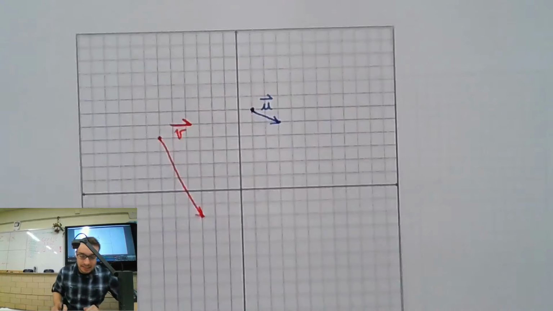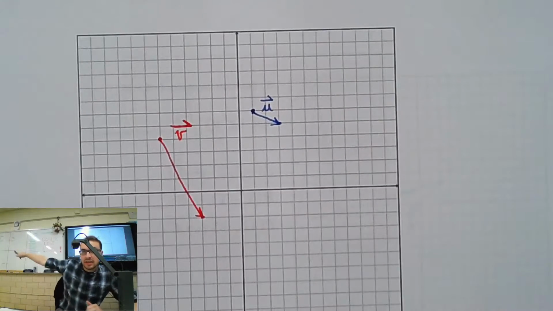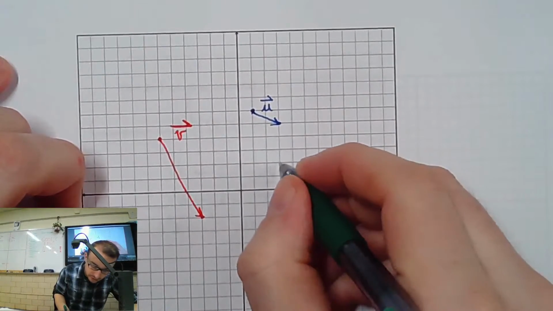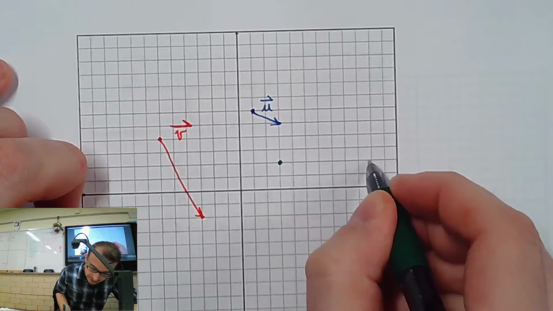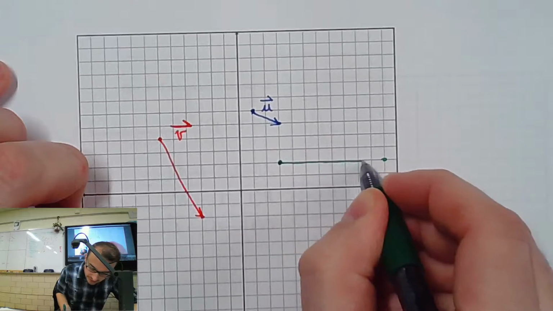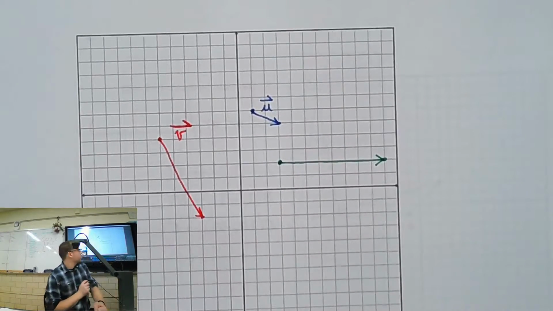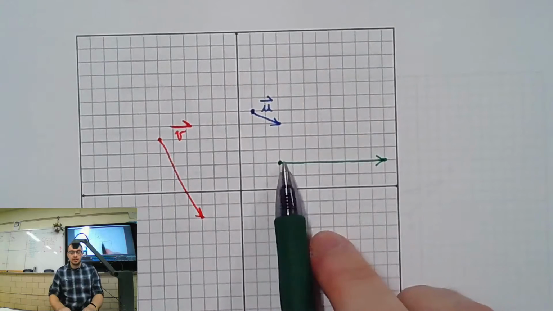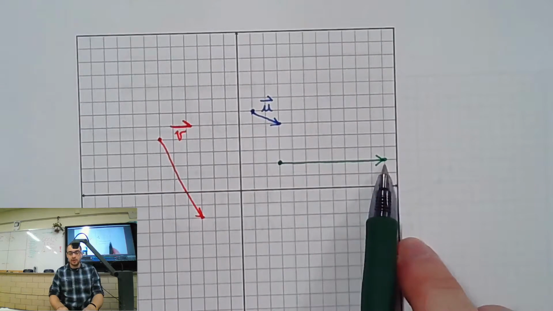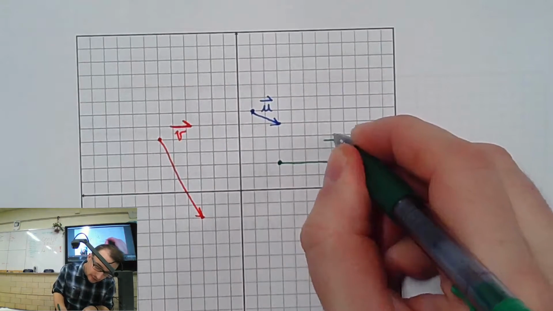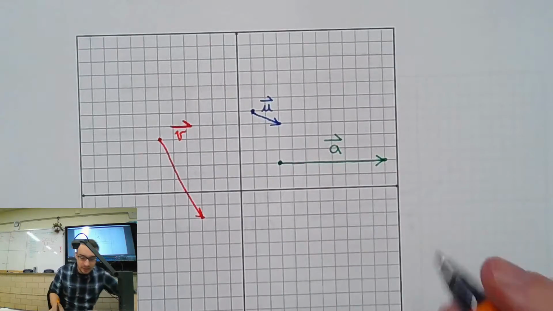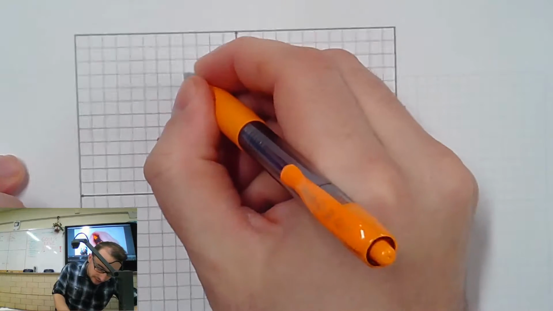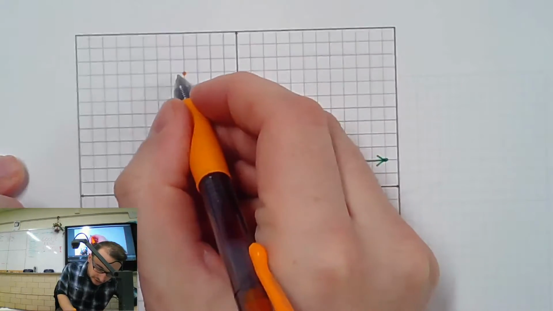A is 8, 0, which means 8 in the horizontal direction, 0 in the vertical. So I'm going to start it here. And I'm going to go 8 to the right. 1, 2, 3, 4, 5, 6, 7, 8. And again, direction matters. Make sure your arrowhead's heading in the correct direction. I started here, and I headed 8 to the right, so my arrowhead's going that way. That is vector A. And then lastly is vector B, which I'll start here. It is 3 to the left and 0 up.